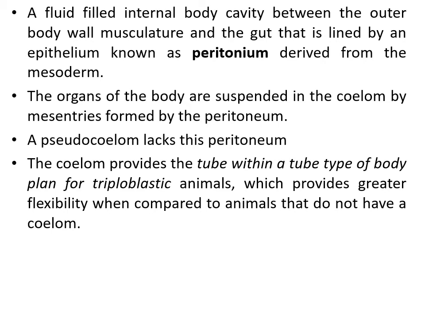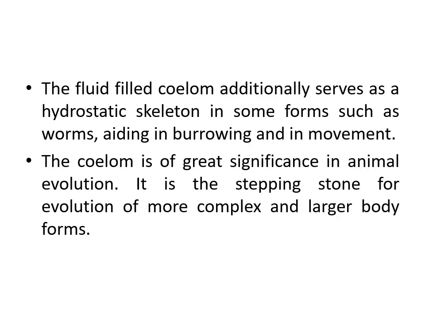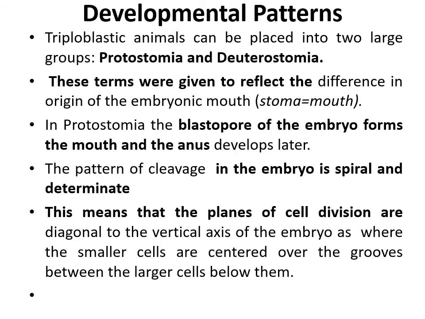The coelom provides a tube-within-a-tube type of body plan for triploblastic animals, which provides greater flexibility when compared to animals that do not have one. The peritoneum covering the visceral organs is known as visceral peritoneum, and the peritoneal layer lining the body wall is known as parietal peritoneum.